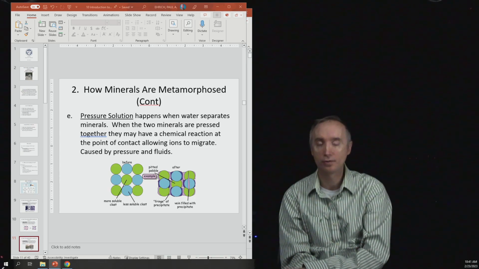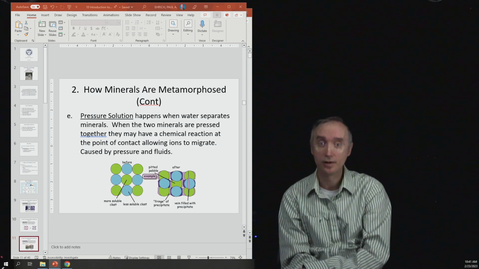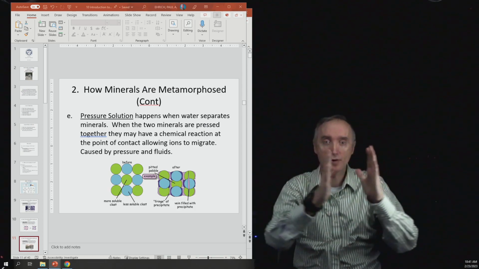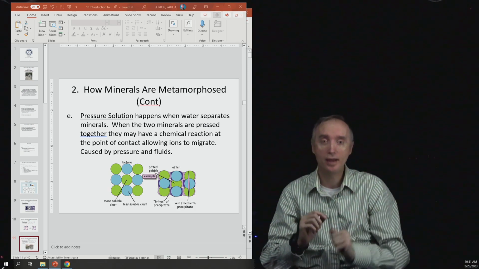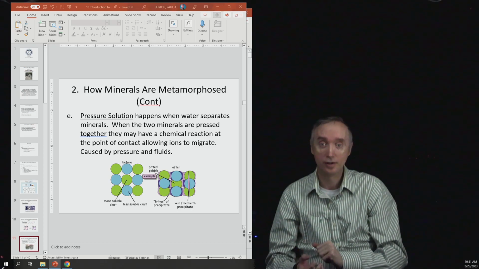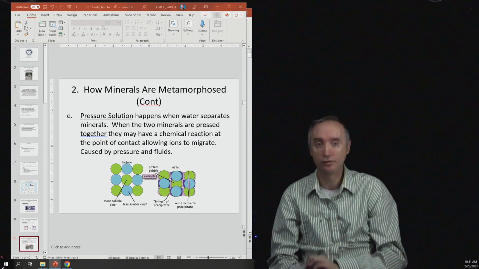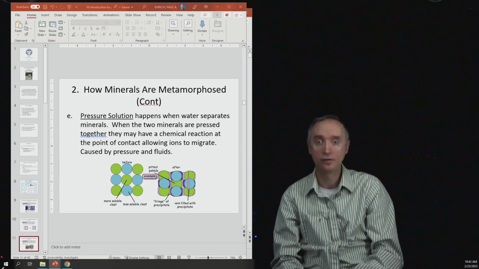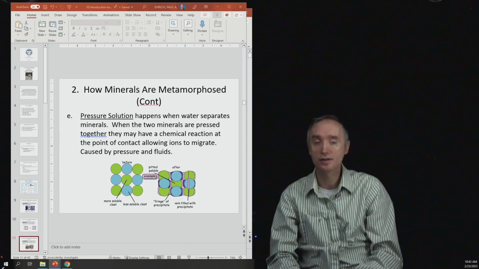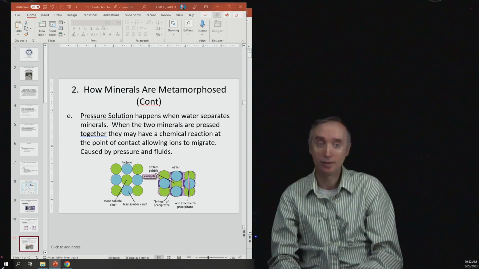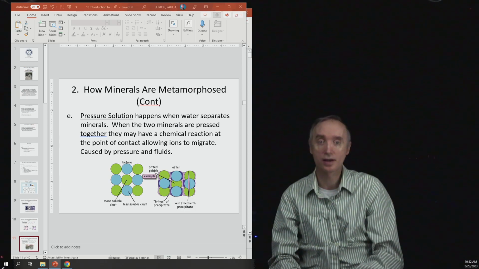When two minerals are being pressed together, they may have a chemical reaction at the point of contact, allowing ions to migrate. So this is going to be caused by pressure. So you have to be pressing the minerals together, and you need a solution. That means you need some kind of a fluid, something that can flow. Normally it's going to be water, but it doesn't have to be water. Other fluids can also cause this to happen.